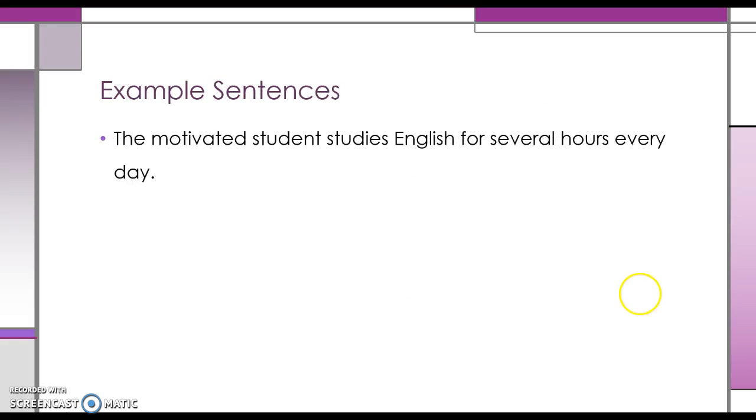So let's take a look at a couple of sample sentences and try to identify the nouns in these sentences. So we have the first sentence: the motivated student studies English for several hours every day. The nouns in this sentence are student, English, hours, and day.